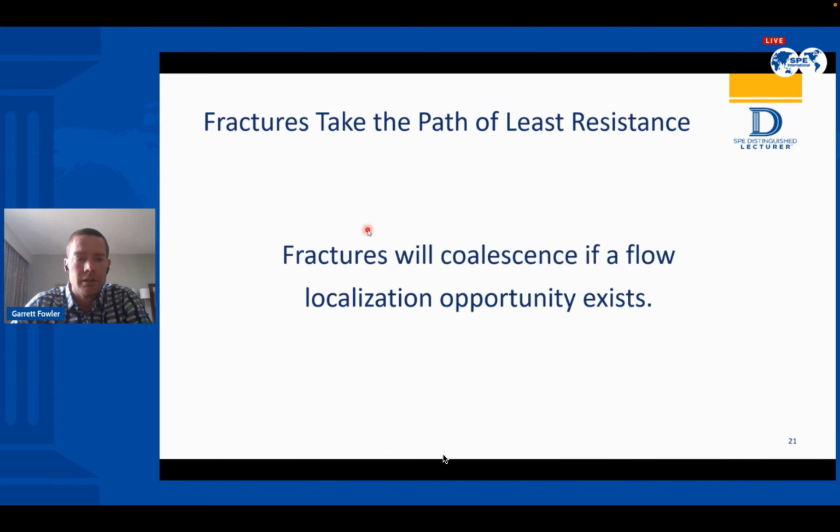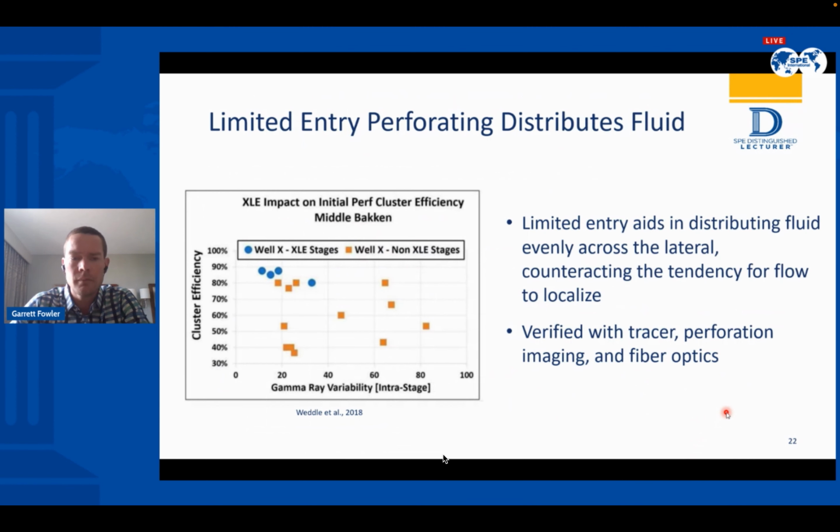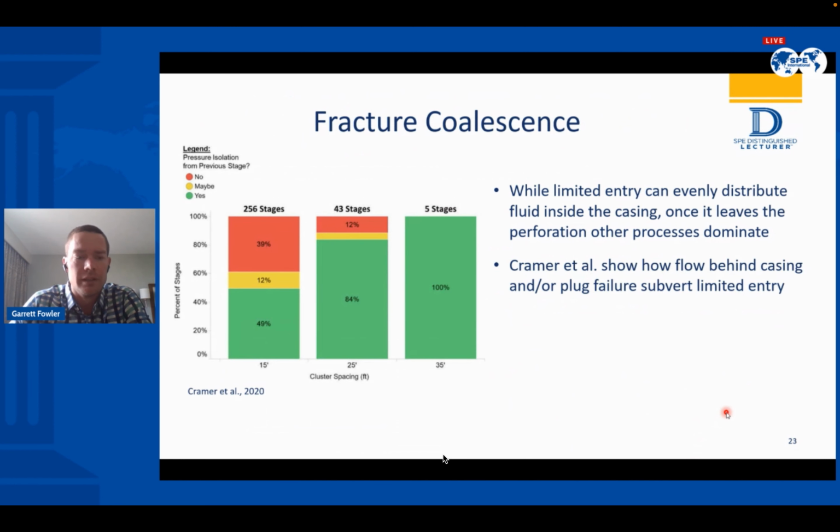And then final learning here, number 3 on my list, was that fractures will take the path of least resistance. So if a flow localization opportunity exists, fractures will take it. We have traditionally counteracted that by the application of extreme limited entry. This is increasing the back pressure in a completion stage, and in doing so, more evenly distributing fluid between the exit points in a well completion. The nuance here is that if we get too close together, we might start short-circuiting this.